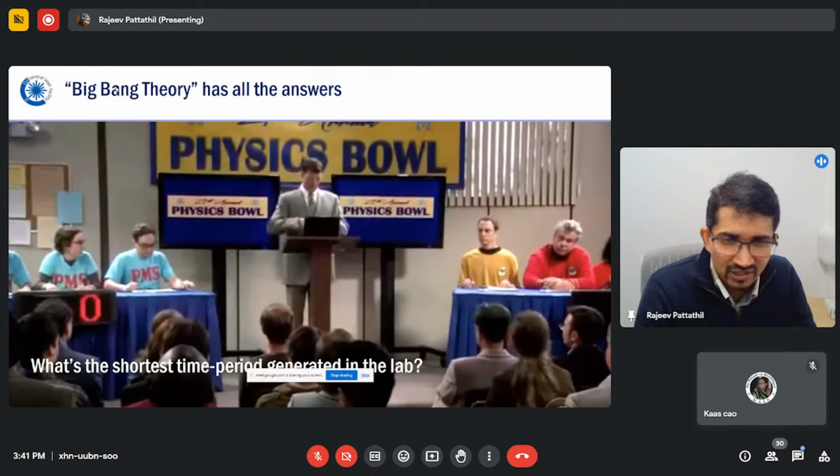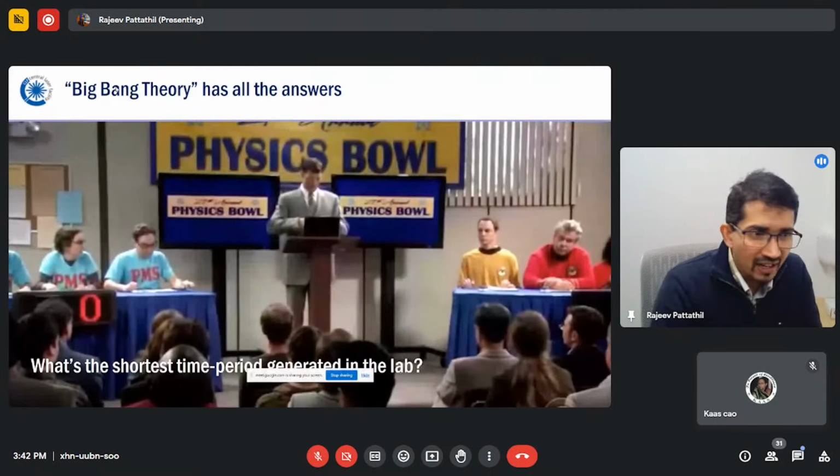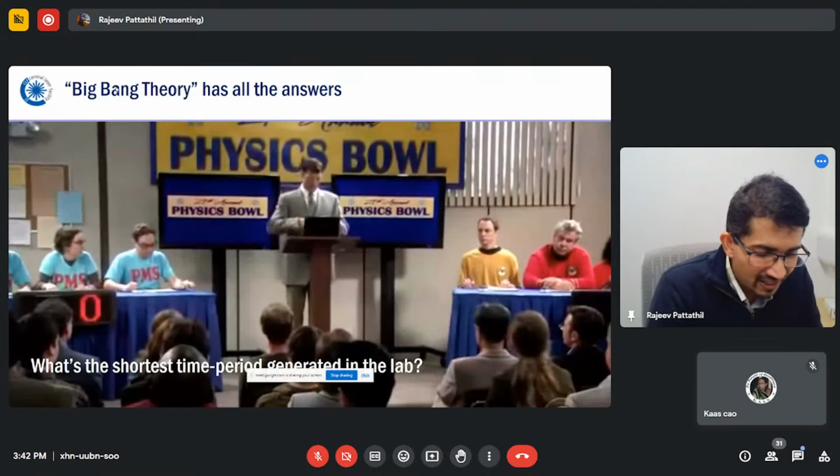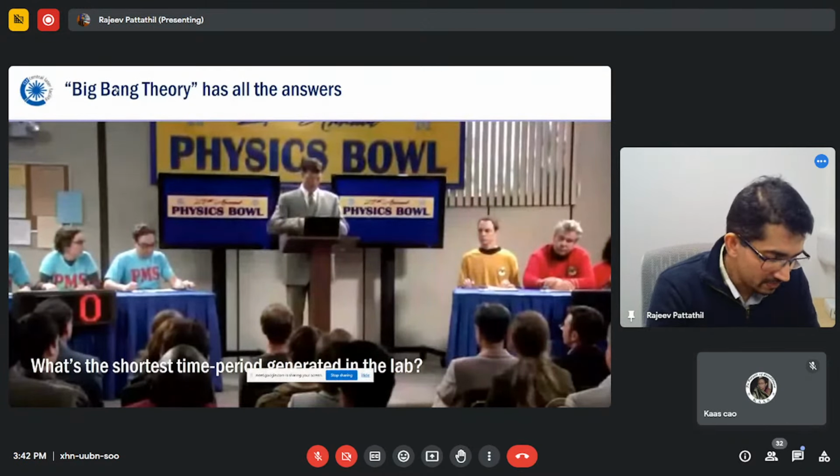I think this was done a few years ago, around 2008, 2010. At that time, the pulse was around 120 attoseconds long. That was the shortest pulse generated. It is not the shortest anymore, so it shows the evolution of the field. But it's interesting that the field of generating short intervals has even appeared in popular sitcoms like this.